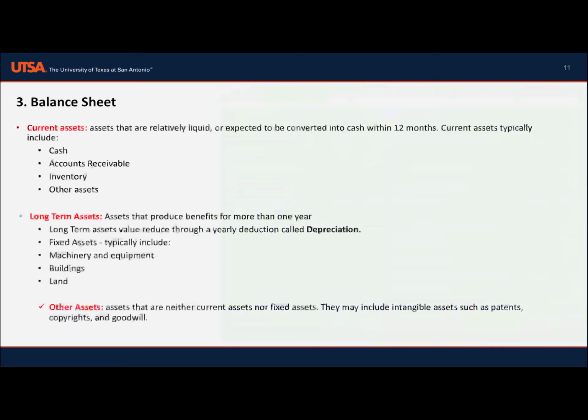What are current assets? Current assets are relatively liquid or expected to be converted into cash within 12 months, and current assets typically include cash, accounts receivable, inventory, and other assets. Long-term assets are assets that produce benefits for more than 1 year. Long-term asset value is reduced through a yearly reduction called depreciation.